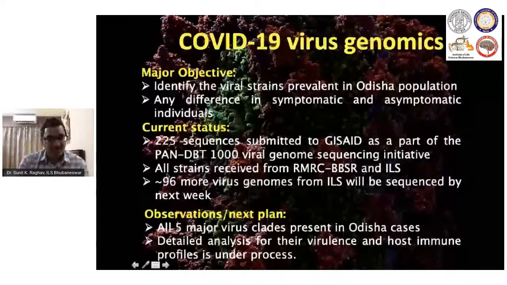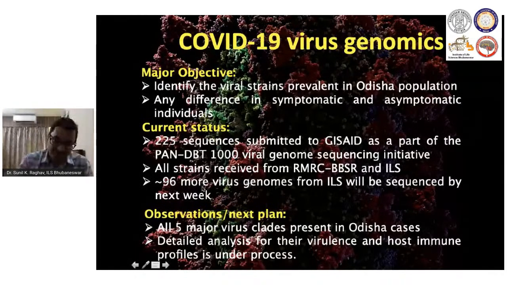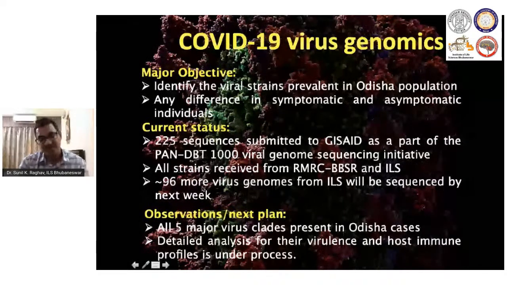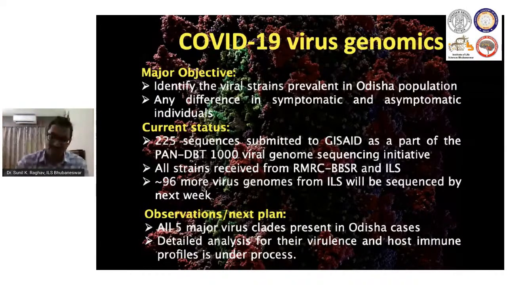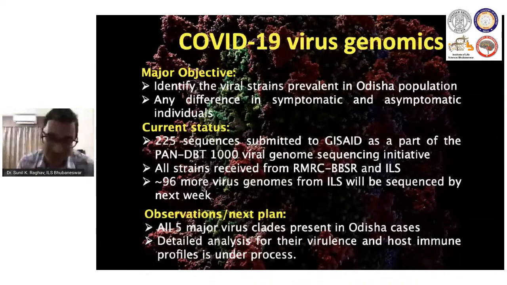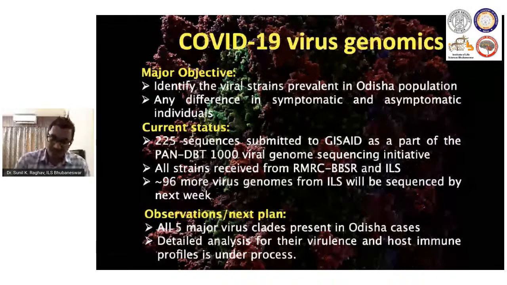Some of the early samples we got were from RMRC Bhubaneswar, because initially, at the start of March, we were not doing the sequencing. So we took samples from RMRC, and the other samples we have from ILS when we were doing testing. Now we have plans to do 96 more virus genomes, because we have sequenced from March to June only. So now we are planning to sequence around 96 more genomes from June to September to see what type of new clades or new virus genomes are coming. Observations I will come to now in the next slides.